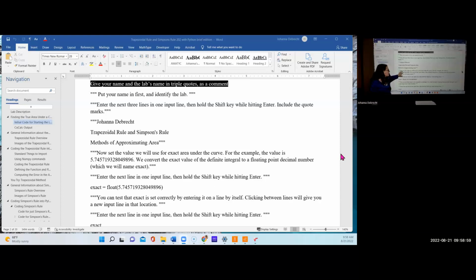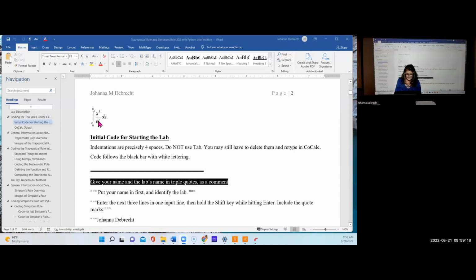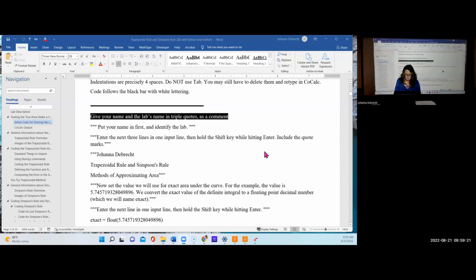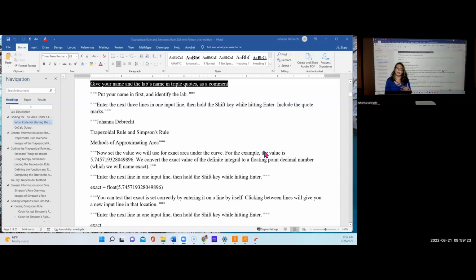Now we're going to set the value for the exact area. And this is something I've already computed using other techniques. You don't need to worry about where it came from. But this value, 5.7457, etc., is an approximation of the exact value of the area under the curve of our test function, which we see here, between 0 and 8. And we're going to use that in order to estimate how accurate trapezoidal rule and Simpson's rule are. Now, we will need to convert this exact value into a floating point decimal number, and we'll call it exact so that we know it's the exact value.